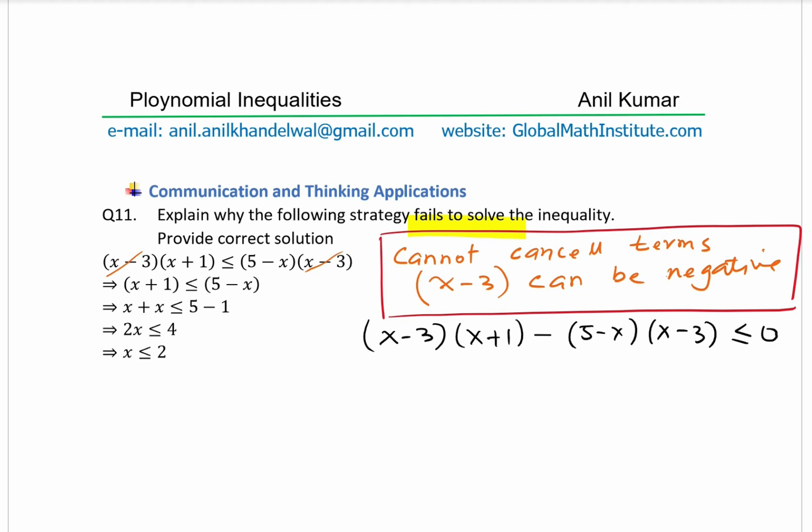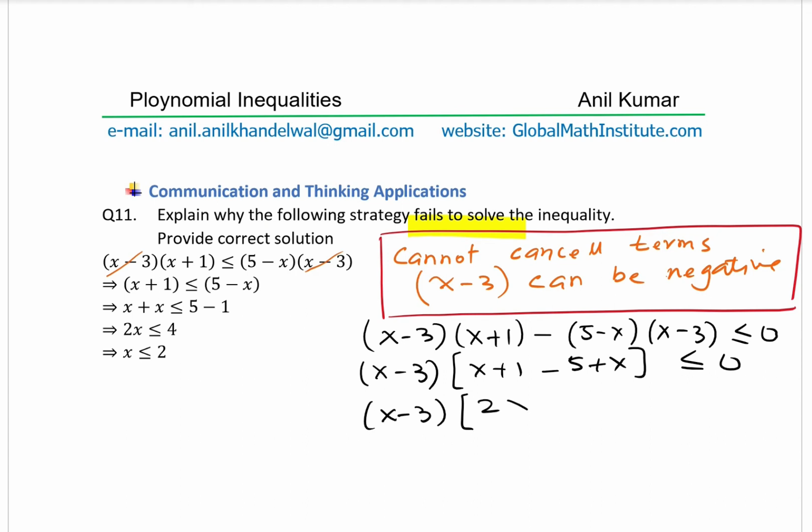Just bring them together. Now you could factor x minus 3 and you get x plus 1 minus 5 plus x, we just change the sign, less than or equal to 0. So we get x minus 3, and in this bracket we have minus x plus x is 2x, and minus 4. So you could further factor: x minus 3 times 2 times x minus 2 is less than or equal to 0. So we get our solution.